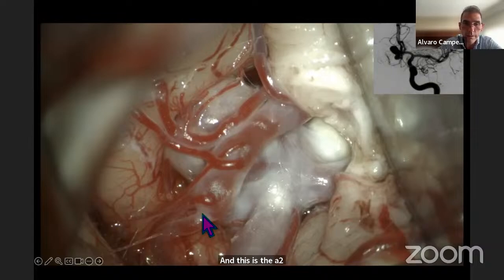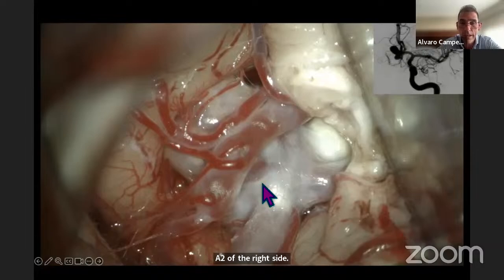So this is the whole complex. Again, A1 on the left side, A2 of the left side, A1 on the right side, A2 of the right side, and the aneurysm here. So it is very frequent to see that kind of configuration of the arteries.